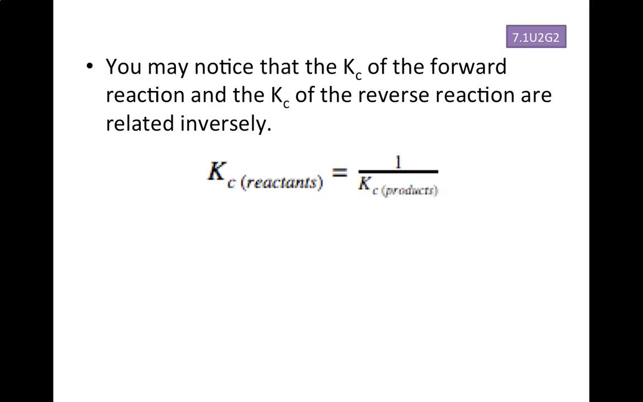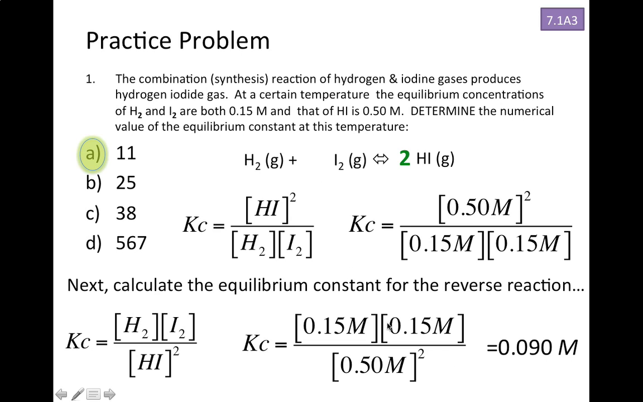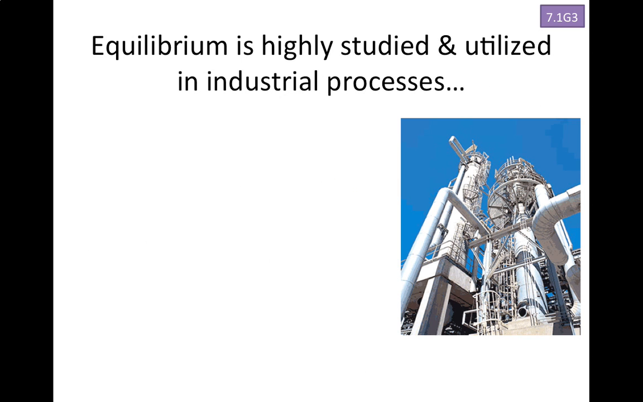Now, if you notice, the Kc of the forward reaction and the Kc of the reverse reaction are related inversely. So the Kc of my reactants is equal to 1 over the Kc of my products. I just flipped it around. So rather than going through this whole process again, I could take 1 divided by 11, and I would get 0.090 moles over liters.